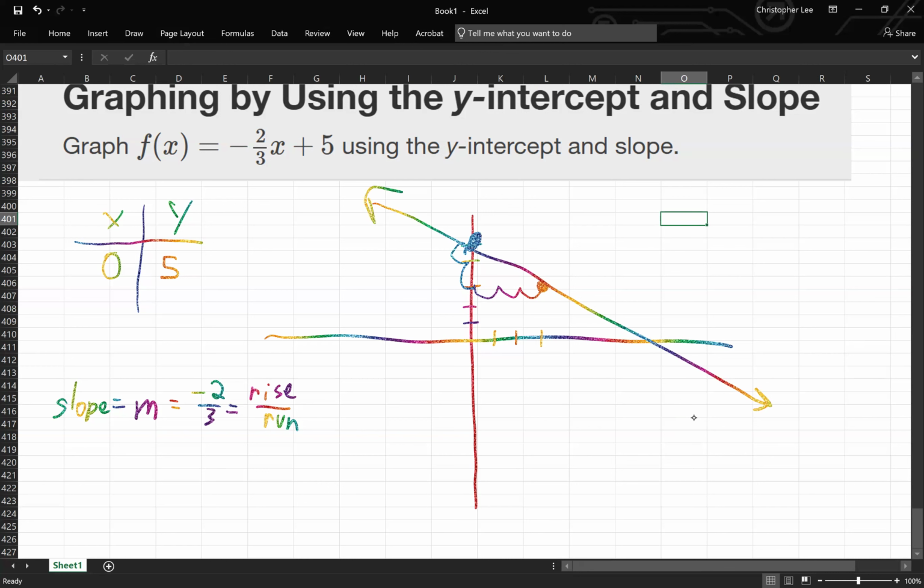All right. So this is the point (0, 5). And then that point is, what's that? (3, 3), something like that.